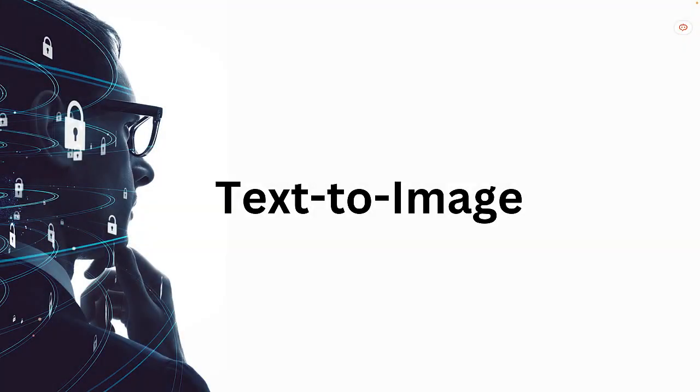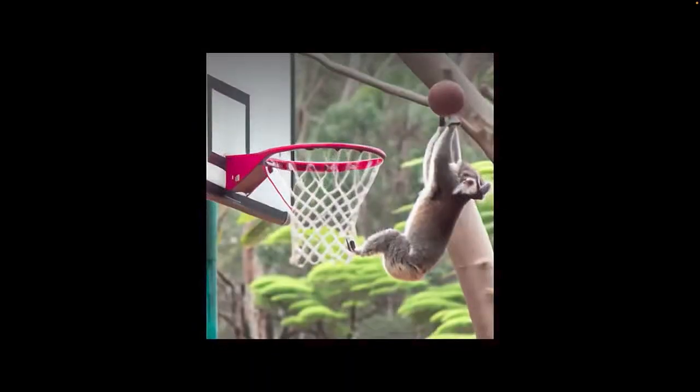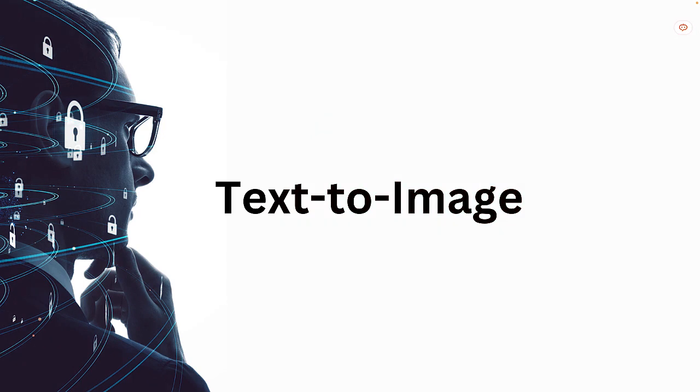Now let's check out another AI tool, and that is Canva's text to image. If you're familiar with OpenAI's DALL-E, this is very similar. We're going to use text prompts, but we're actually going to generate images instead of text. Let me show you how.